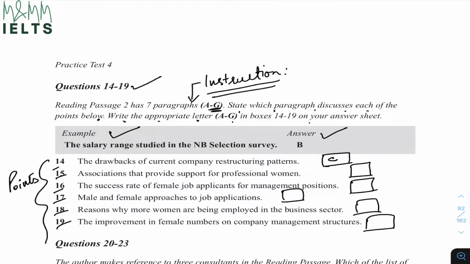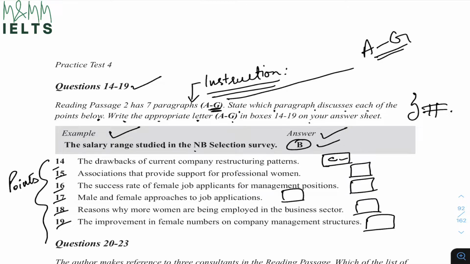Now, they have done one for us. Have they told you that you can use one paragraph once only or more than once? Nothing of that sort is given to you. So I will proceed with the understanding that I have to use paragraphs A to G once only. That is my understanding, because they haven't given me the information saying that you can use it more than once. So I will take it as normal. I will use it once only.